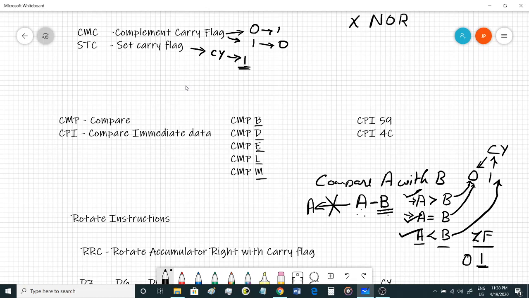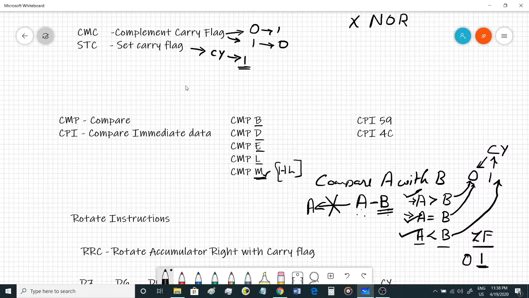Similarly, you can compare A with the D register or E register or H or L register, or you can also compare it with a memory location. Here M stands for the memory location pointed to by the HL register. So you can compare the accumulator A with a memory location as well using this instruction CMP M.